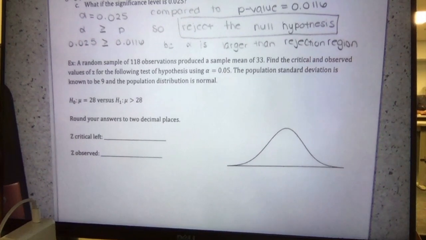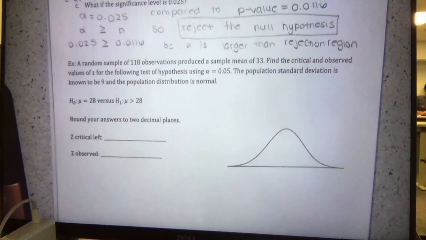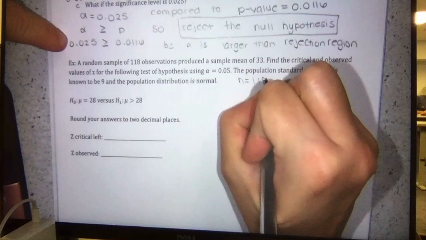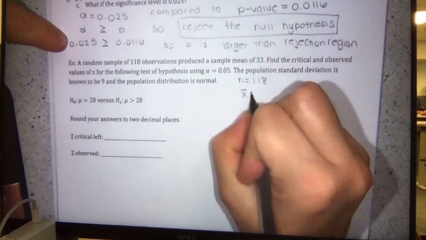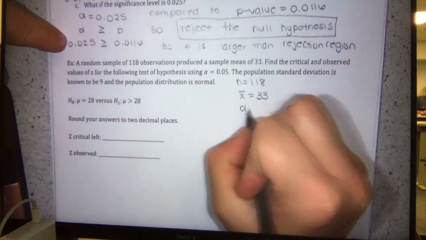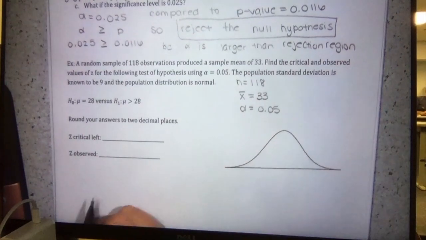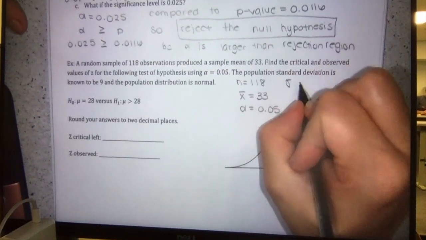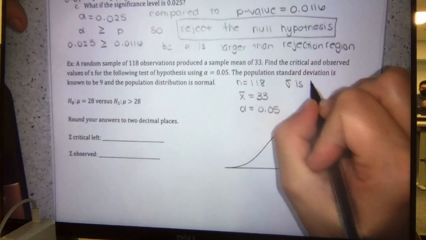A random sample of 118 observations produces a sample mean of 33. Find the critical and observed values of Z for the following test of hypothesis using alpha is 0.05. The population standard deviation is known to be 9, and the population distribution is normal. Let's talk about what we know. N we know is 118. Our sample mean, our X bar, is 33. We know our alpha is 0.05. The population standard deviation is going to be 9.